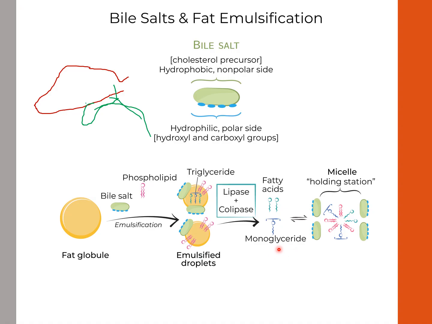So our end result is a big glob of triglycerides packed up into monos, dis, and free fatty acids. And then the next step that we'll look at is a micelle, which is going to look very similar to this. It's the same thing, except now we have a bigger mass of broken down triglycerides, monos, dis, and free fatty acids.